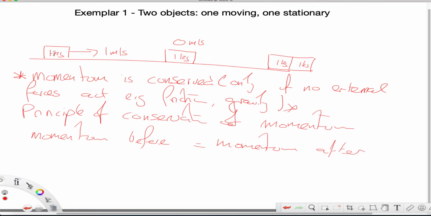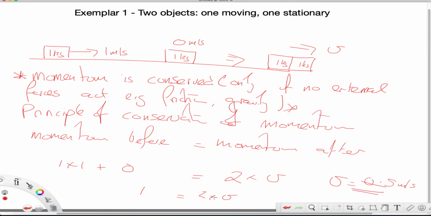So here we've got the momentum of this object, which is 1 times 1, mass times velocity, plus 0, because this has no velocity, equals 2 kilograms, because this is behaving like 2 kilograms, times whatever the new velocity is of these two. Right? So we have 1 equals 2 times v, which leads us to v equals 0.5 meters per second.